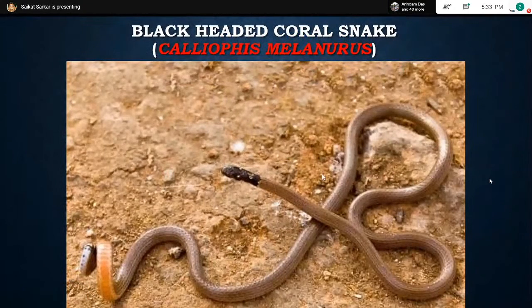This is a black-headed coral snake. There are specimens found in Purulia, in Bankura, in Midnapur also. Maybe these records are ambiguous, but there are some records of coral snakes in Ajodhya Pahar, that is Purulia. A few reports from Bankura even. And so this specimen you can find in Bengal, arguably.